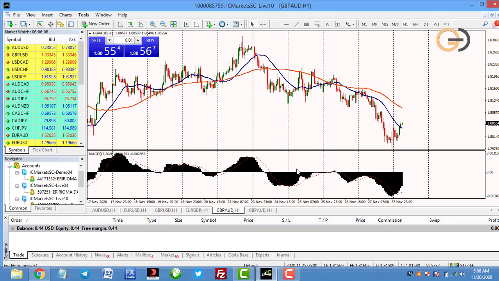In this lesson we'll be looking at market structure, market behavior, and also the overall direction of the market. This is very important because you need to know where the market is going to know when and how to trade, because you must always buy low and sell high. So this is very important.